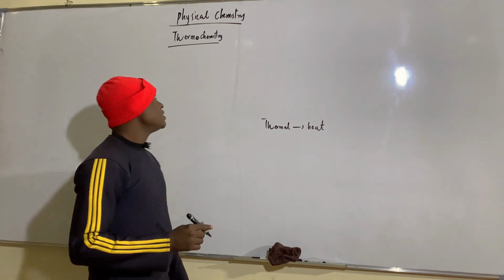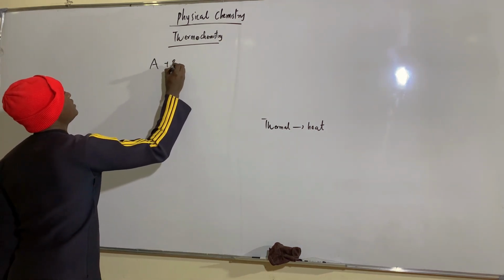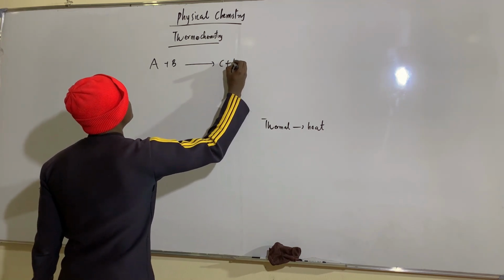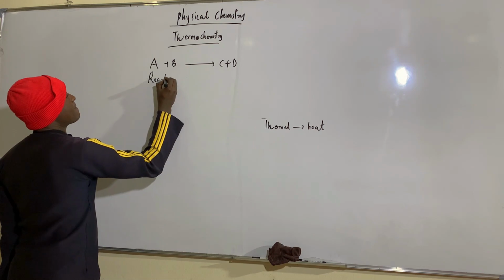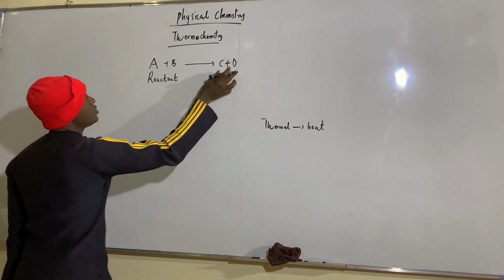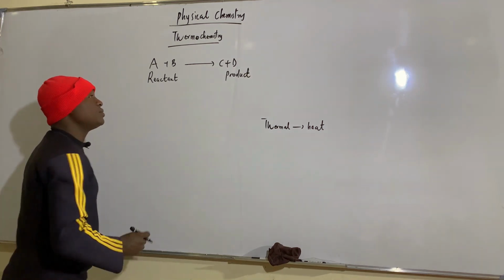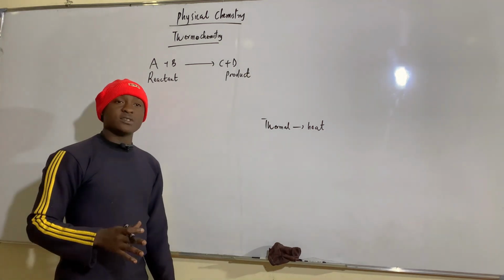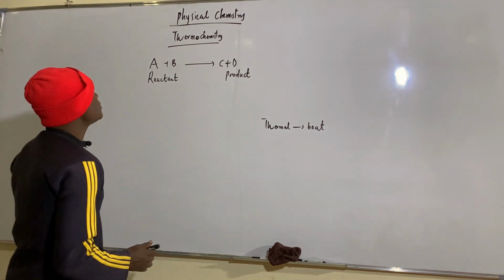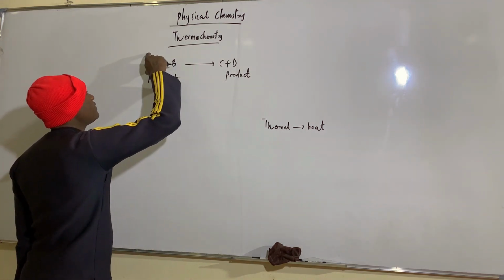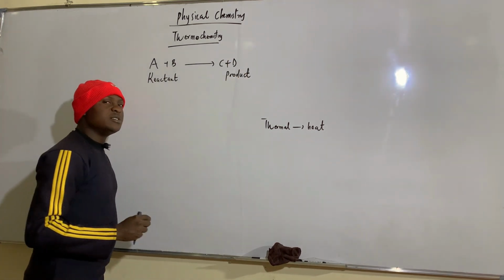So in chemistry, there's one thing that we normally talk about. Let's say we have A plus B gives C plus D. Whatever we have on the left is what we call the reactants, and what we have on the right is what we call the products. I will talk about a lot of things here, and you will get a lot of concepts in this area.